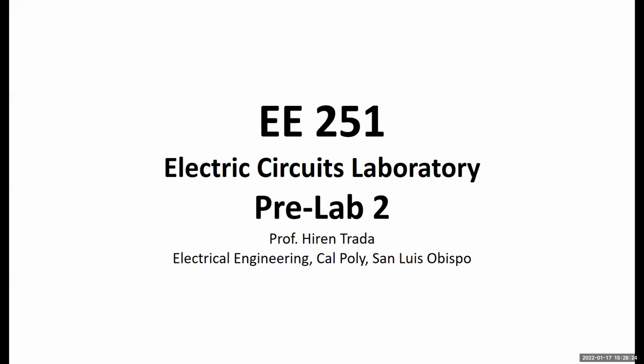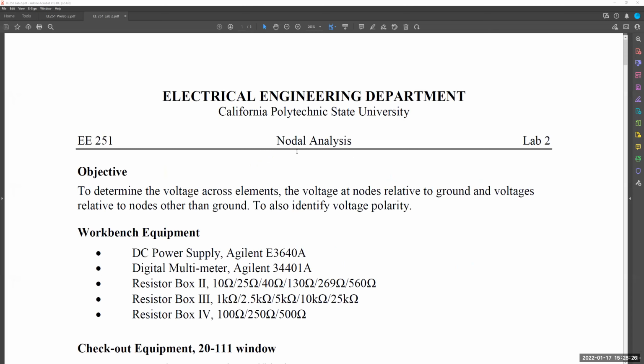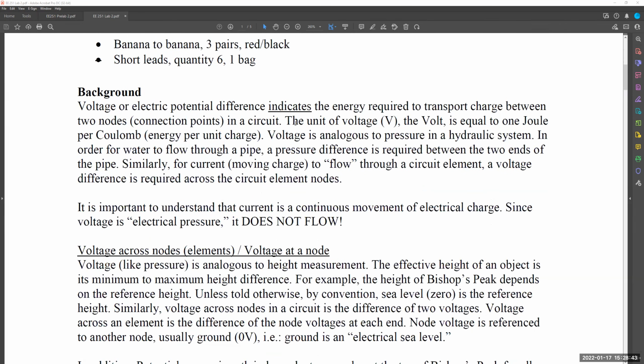This is Lab 2, titled Nodal Analysis. The objective is to determine the voltage across elements, the voltage at nodes with reference to ground, and also to determine the voltages at nodes with reference to other nodes in the circuit. So let's look at the background first.